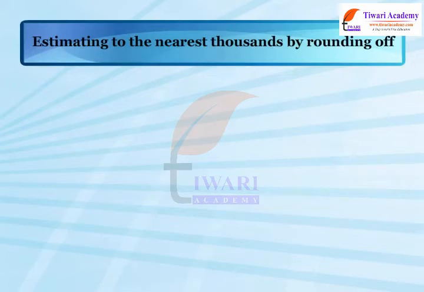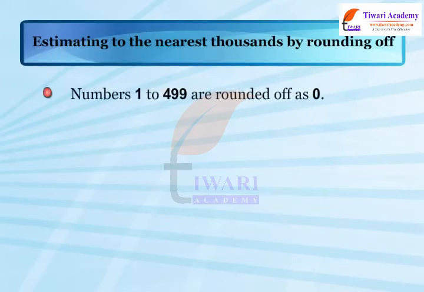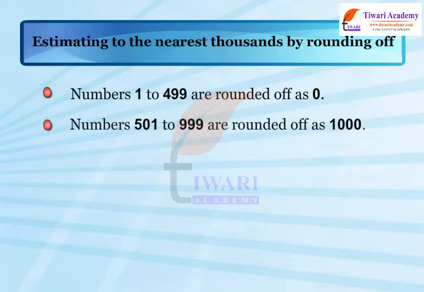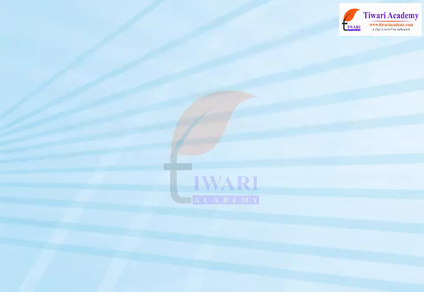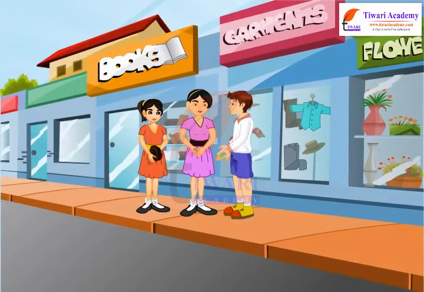Estimating to the nearest thousands by rounding off. We know that numbers 1 to 499 are nearer to 0 than to 1000, so these numbers are rounded off as 0. The numbers 501 to 999 are nearer to 1000 than 0, so they are rounded off as 1000. Number 500 is also rounded off as 1000. Estimating outcomes of number situations. There are many situations when we need to estimate, and estimation makes our job easier.